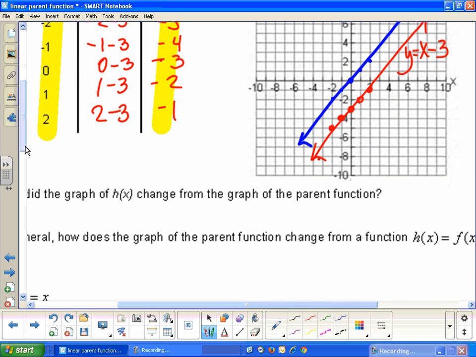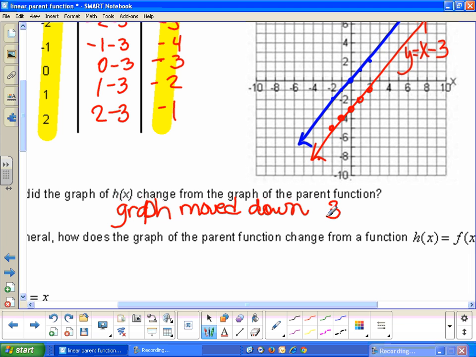So did it go down? Yes. So it's what we expected. Graph. Move down. How many units? 2.